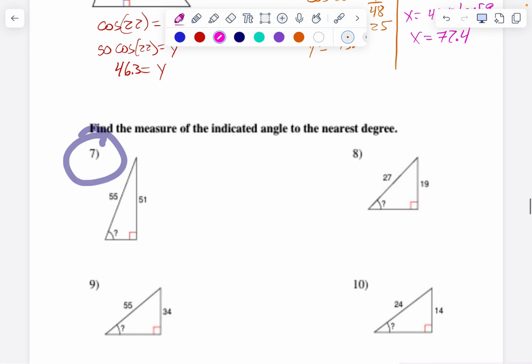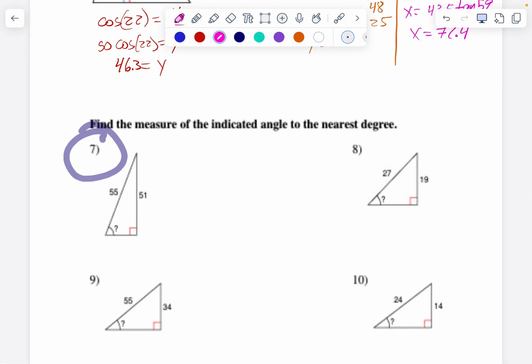Down here, find the angle. So same idea in terms of setup, but a little bit different solving. So what relates our angle and those two side lengths? Yeah, so remember we can label. This is opposite and then hypotenuse. So OH, which one is OH? That's sine, so sine of theta equals 51 over 55.